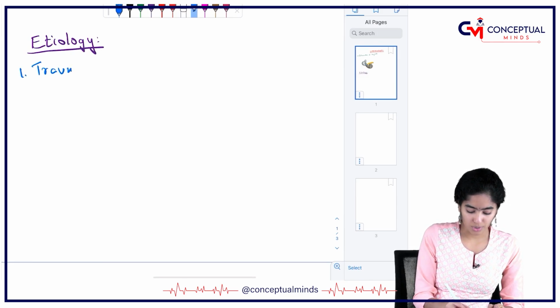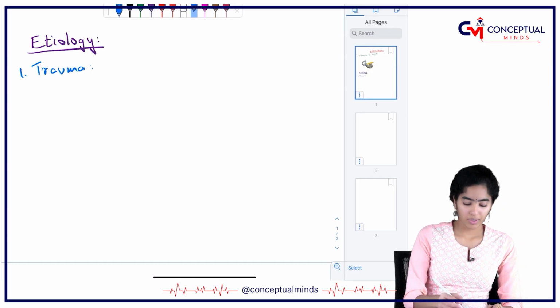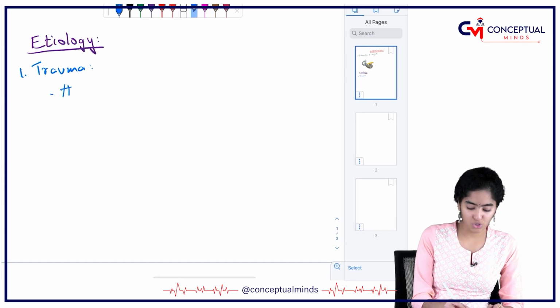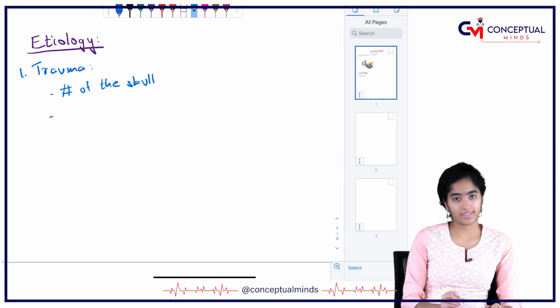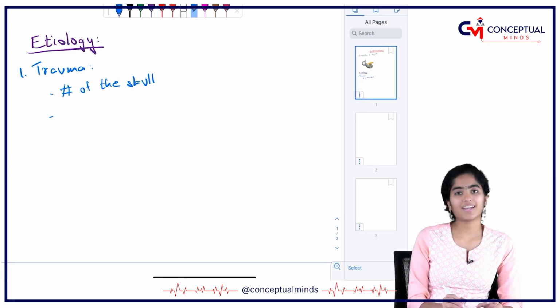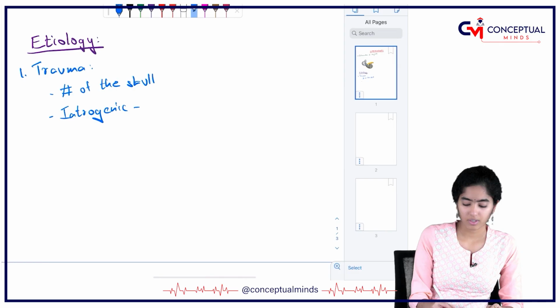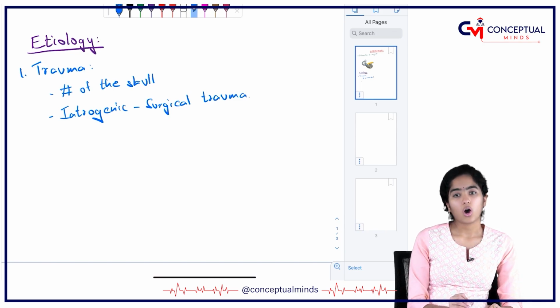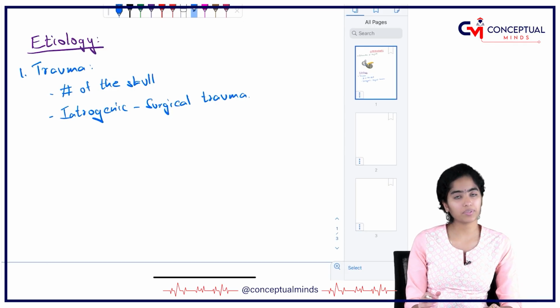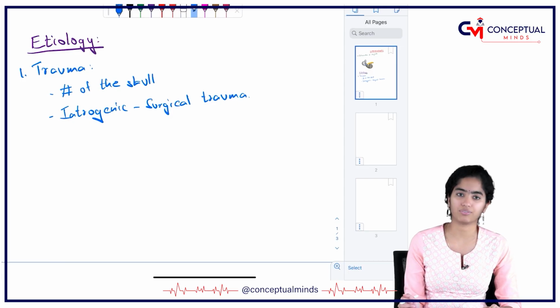Labyrinthitis could occur because of trauma. Trauma can again occur in two ways. One is a fracture of the skull. A skull fracture can lead to labyrinthitis. Second is an iatrogenic surgical trauma. A surgery of the mastoid or stapedectomy, mastoidectomy or stapedectomy surgeries can sometimes cause trauma to the labyrinth and cause labyrinthitis. This usually happens in the presence of a suppurative infection.